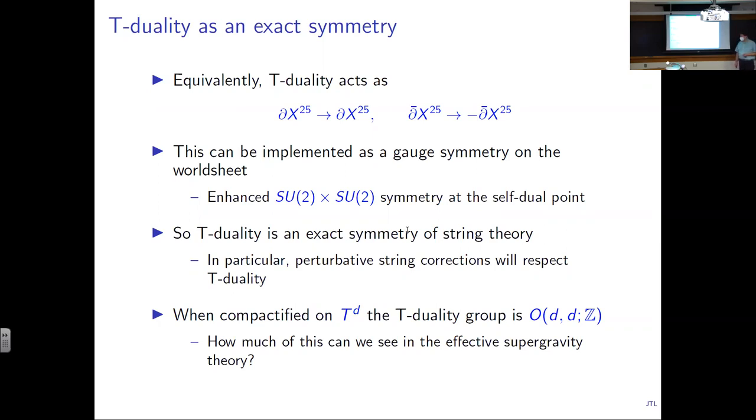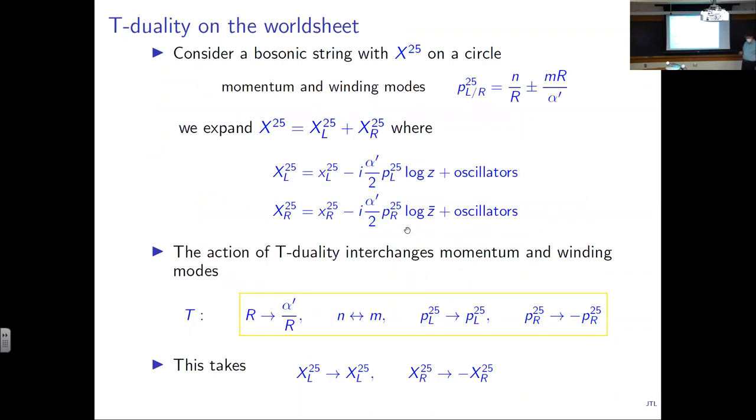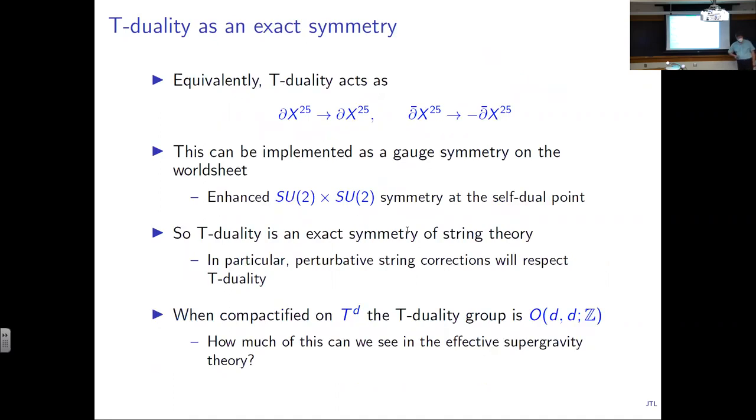And incidentally, I've already said O(d,d). The example over here is just one dimension on a circle. T-duality is just a discrete Z2 symmetry on a circle. R goes to 1 over R, but of course, on a d-dimensional torus, it's O(d,d) over the integers, like that.